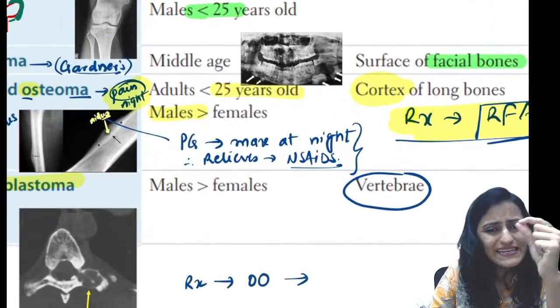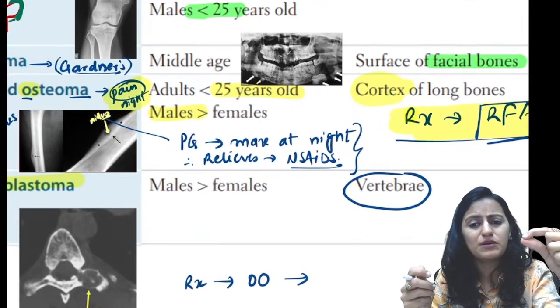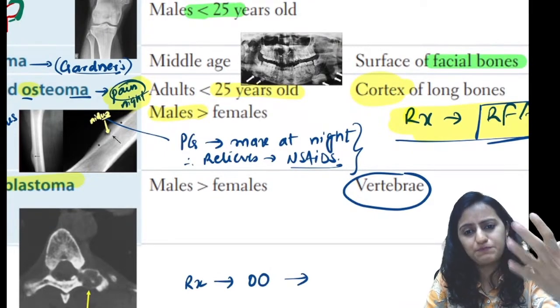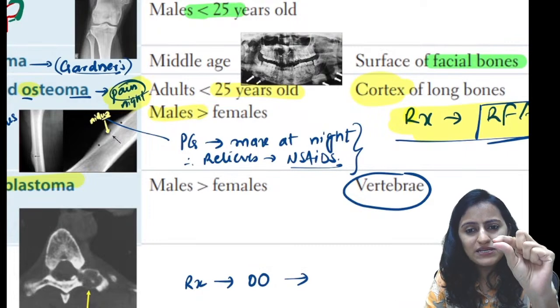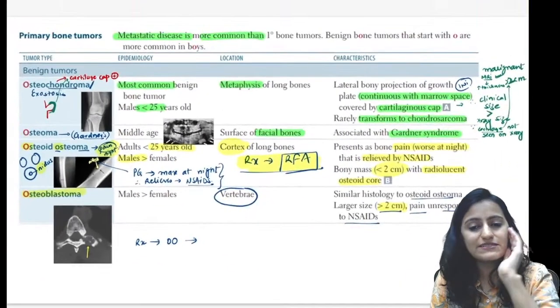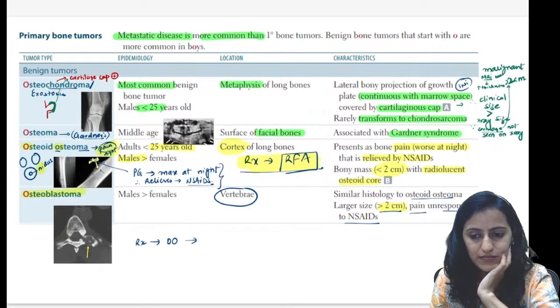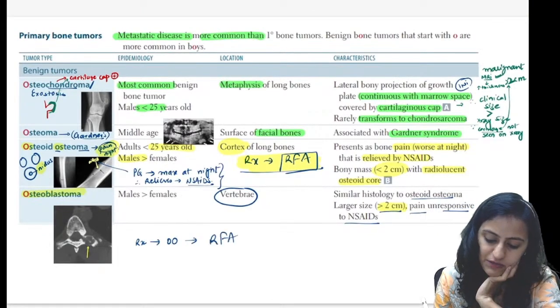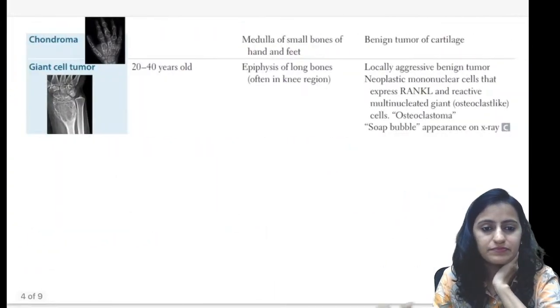Why? Because we have a small nidus in osteoid osteoma that we need to ablate, that is responsible for causing the pain, the nidus. We can put the electrode and we can ablate the nidus. So remember that RFA is the treatment for osteoid osteoma. Okay, so RFA is the treatment for osteoid osteoma.